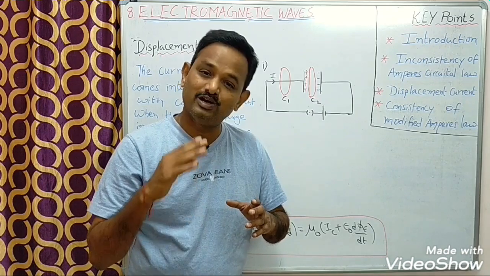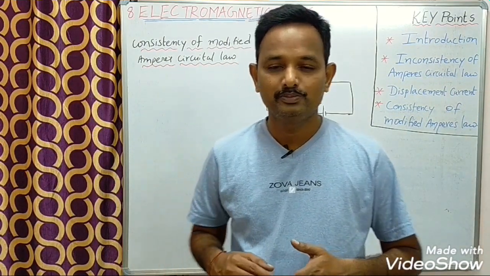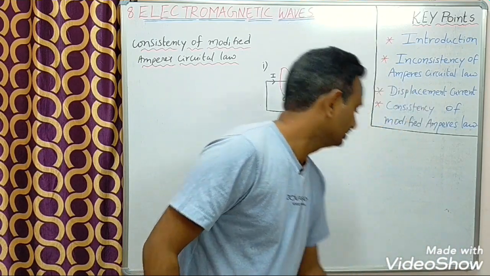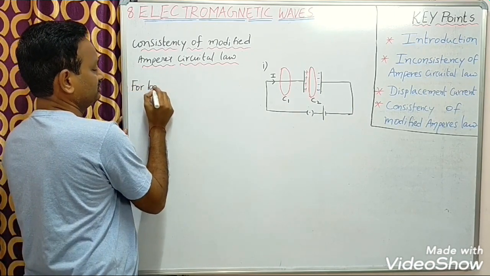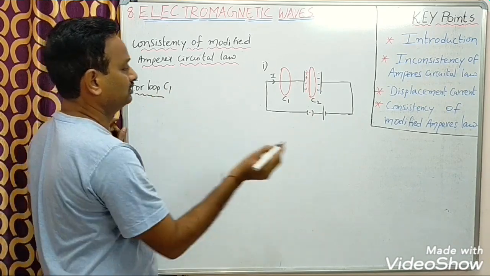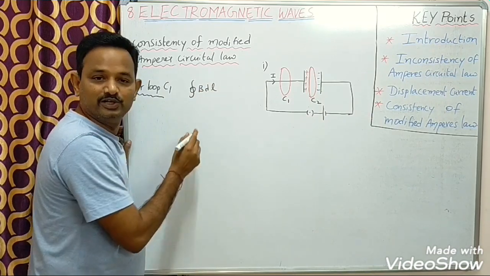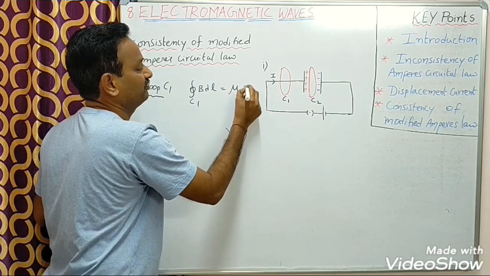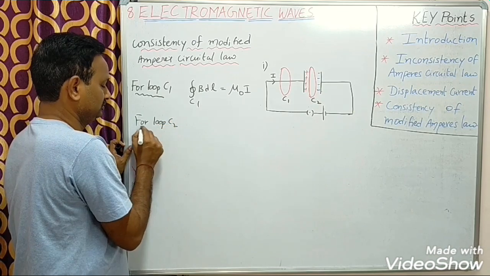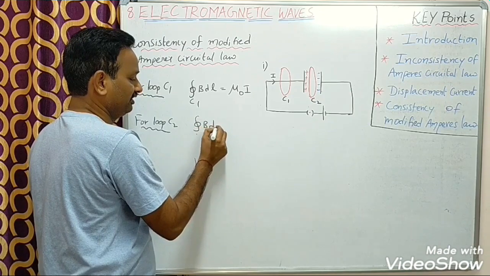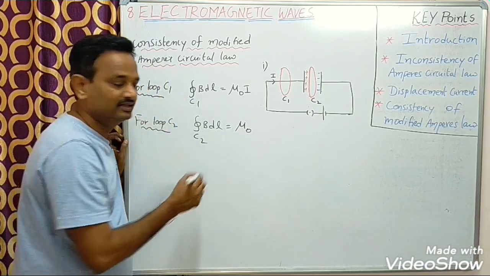Now we will check the consistency of the modification of Ampere's circuital law. See, from the circuit diagram, for loop C1, if you apply Ampere's circuital law, the line integral of magnetic field around a closed loop C1 is equal to mu naught times I. For loop C2, the line integral of magnetic field around a closed loop C2 is equal to mu naught times displacement current.